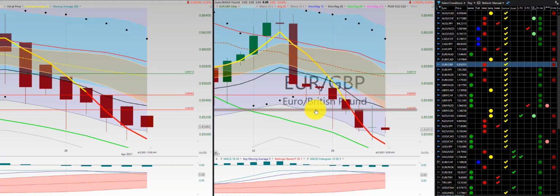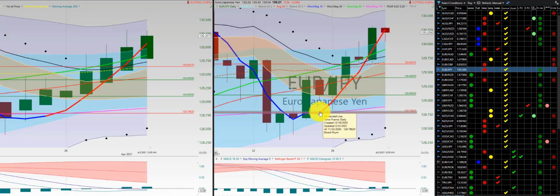Euro British pound, beautiful, 1, 2, 3 punch out. Now, for the euro Japanese yen, I did go ahead and place my stop here at the RL270 instead of right at the low. It was too close for the spread, so went in there for a nice 1, 2, 3 and was out at the RL90. I took this trade for a small loss on Friday.